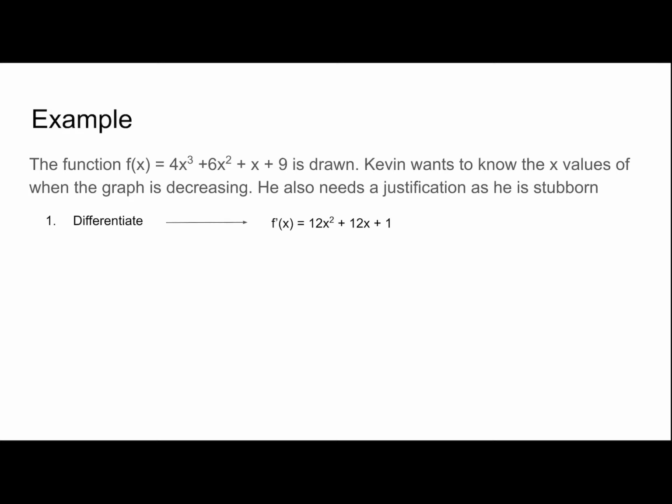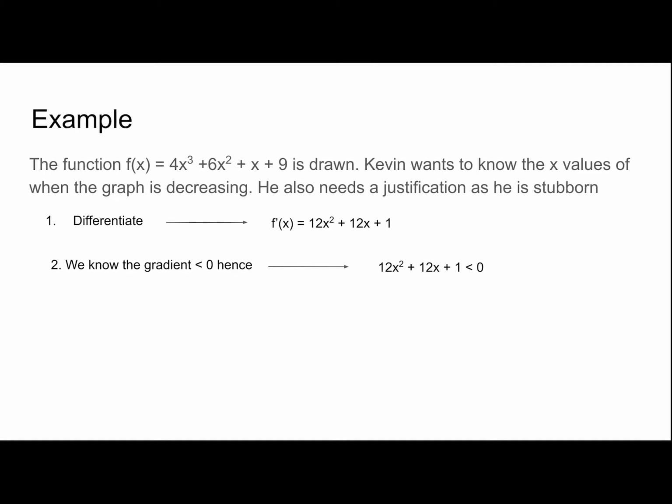Okay, so now we need to use our calculus methods here. We know that when the graph is decreasing, the gradient is less than 0. And right now we have the gradient function. So we can say when the gradient function is less than 0, therefore 12x squared plus 12x plus 1 is less than 0.